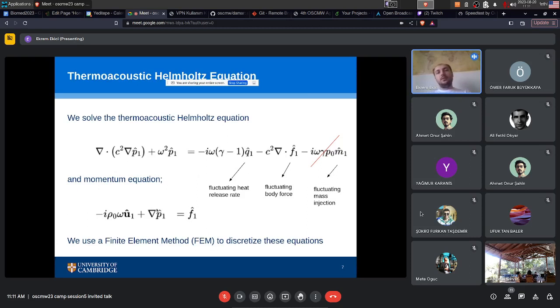In the first place, I solved the thermoacoustic Helmholtz equation, which simulates the acoustics in the combustion chamber, the left-hand side. The first term on the right-hand side represents the fluctuating heat release rate, which is the flame in my case, and the fluctuating body force, which is the second term on the right-hand side, simulates the damping caused by the cooling holes. I also solved the momentum equation at the same time. I am using the finite element method to discretize these equations.